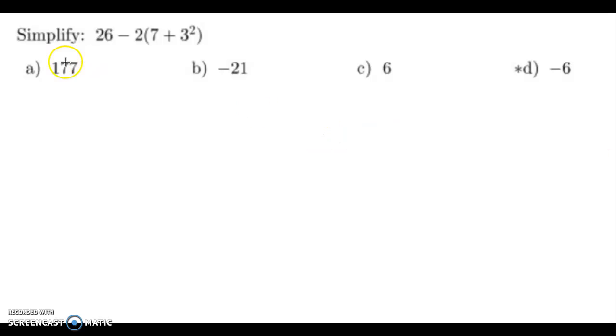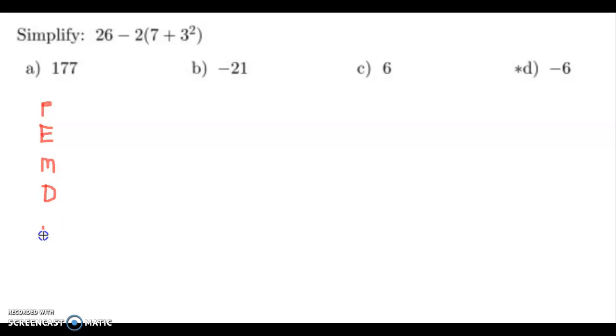It says simplify 26 minus 2 times 7 plus 3 squared. Now, there are no variables in this, so we have to follow the order of operations. And in this situation, it is PEMDAS. Hopefully you all remember what PEMDAS stands for.